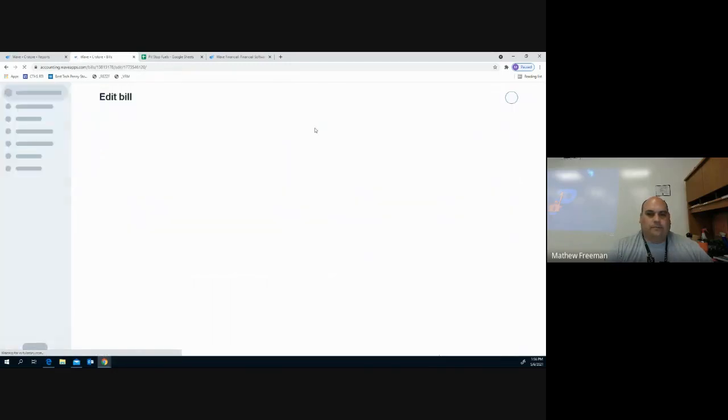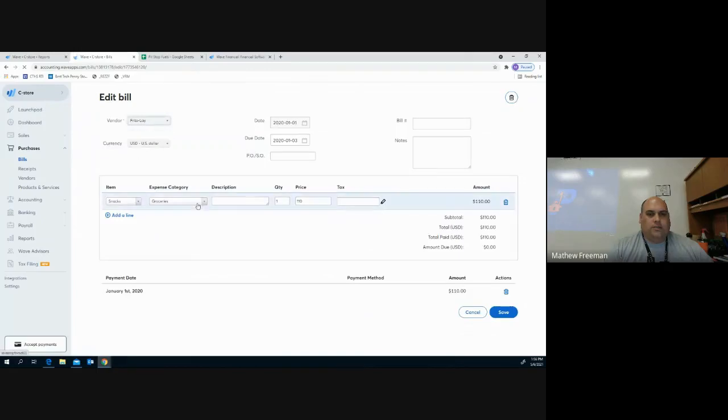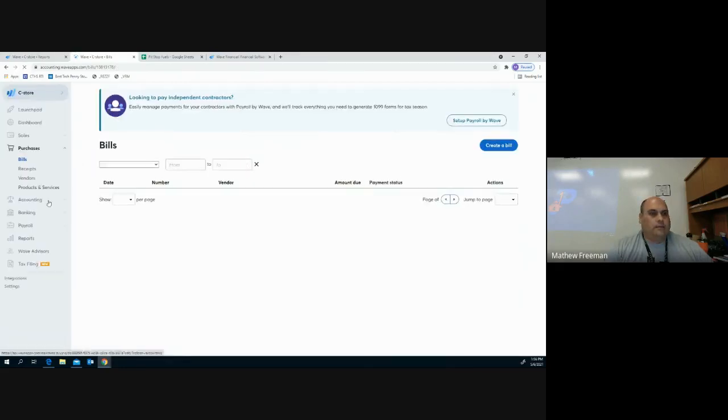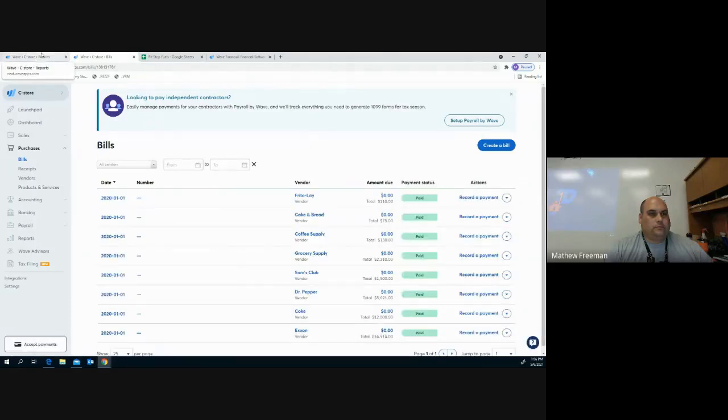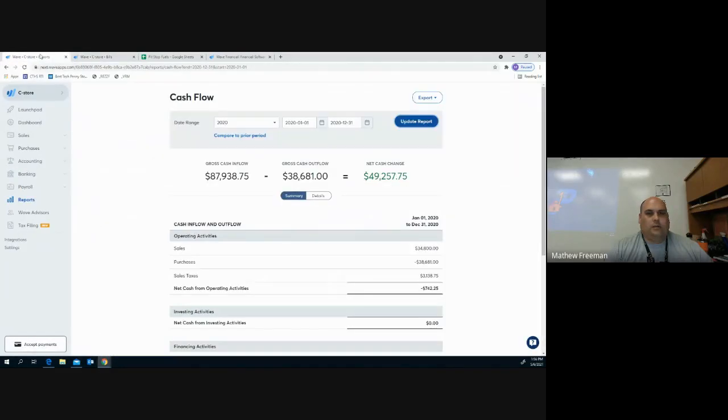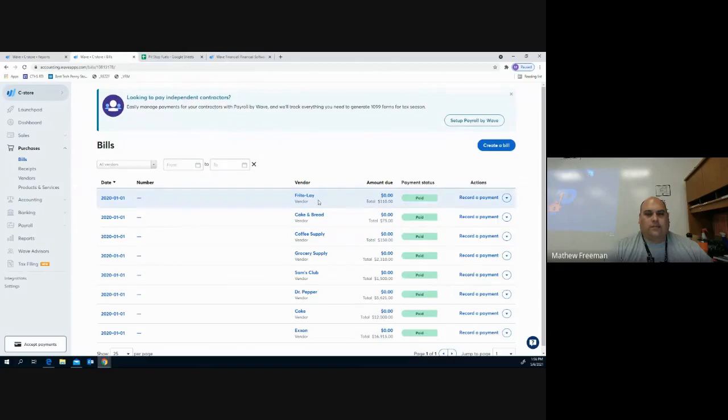Also, make sure you scroll down here. Select the correct expense. You want to select under expense the fuel or groceries, depending on which one you're working on.